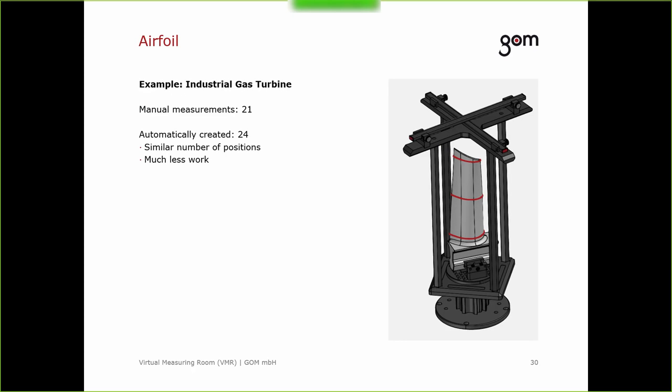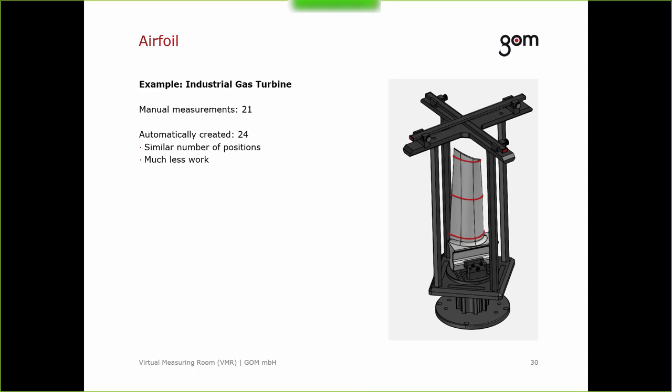We have measured an industrial gas turbine blade to give you an example. 21 measurement positions were needed to digitize the blade manually. The automatic position generation was able to do it with just 24 measurements. The result is almost equal in number of positions, but was achieved with much less work.